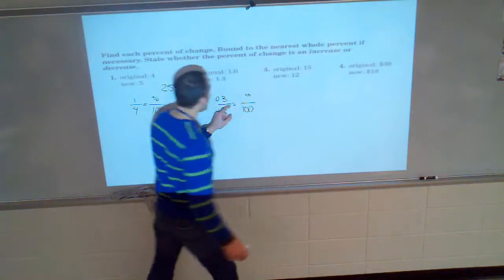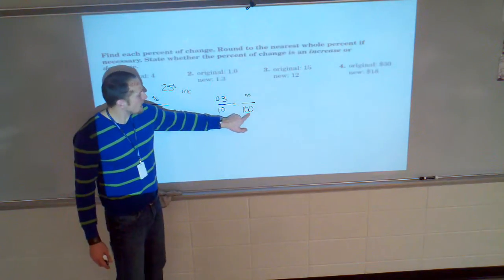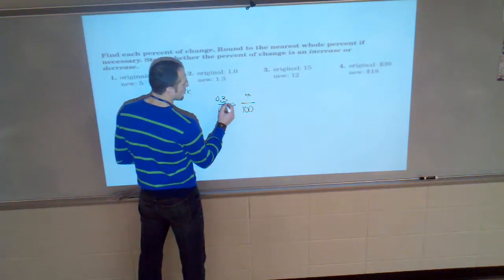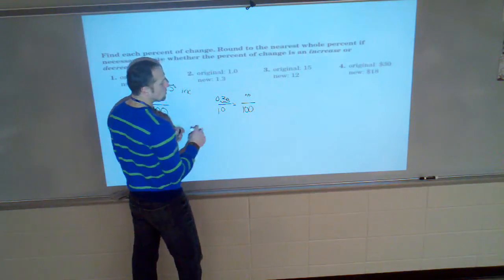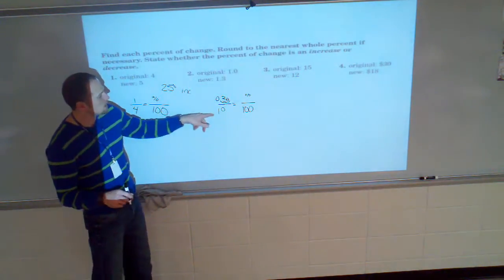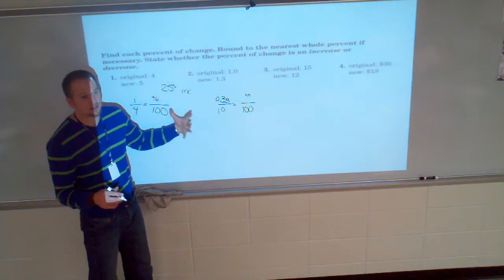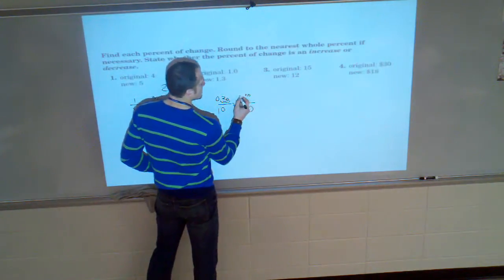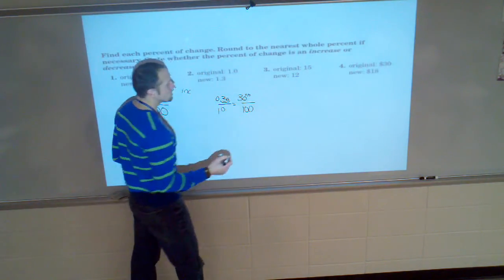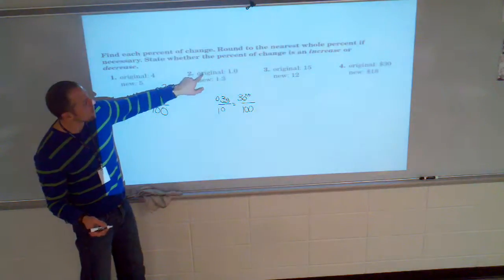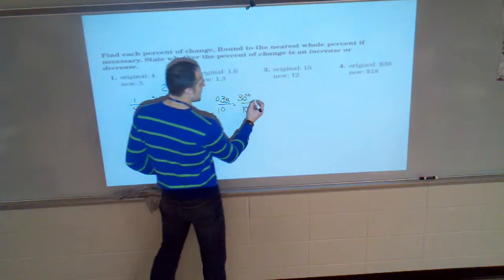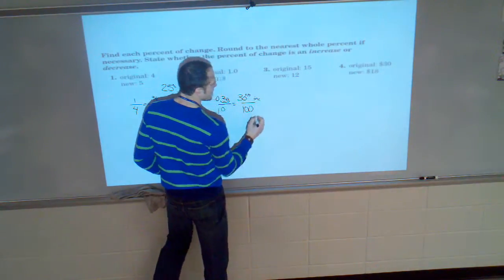All right, 0.3 times 100. Slide the decimal 2 spots. 0.3 times 100 is going to be 30, and 30 divided by 1 is 30. This is a 30% change, and we are going up, so this is going to be an increase.